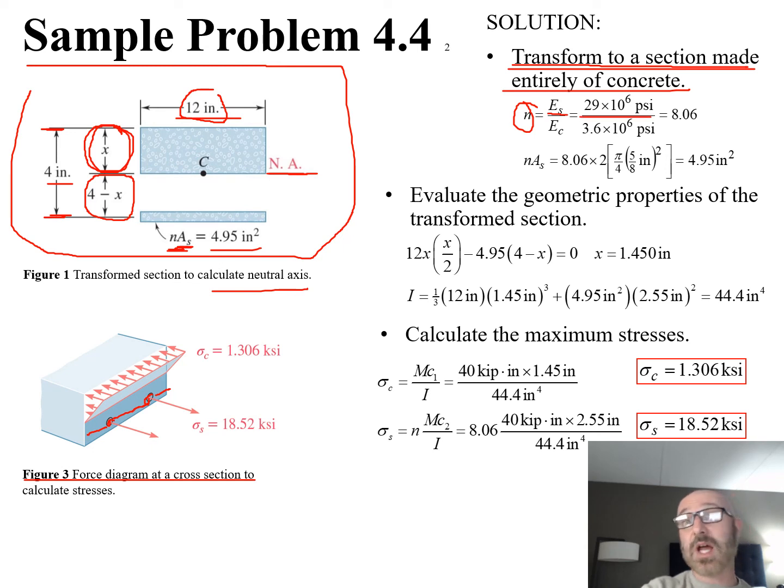For steel it is 29 times 10 to the 6 psi. For concrete it is 3.6 times 10 to the 6 psi. We do all our math there. We see our psi and psi, our units cancel out, and we're left with a unitless ratio. Our n is equal to 8.06.